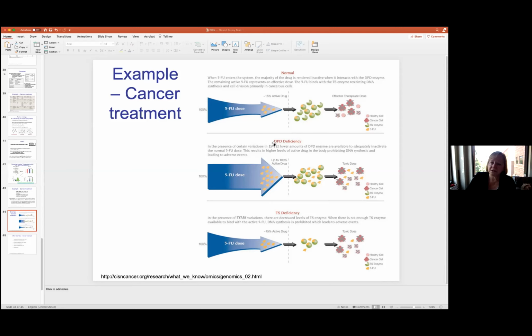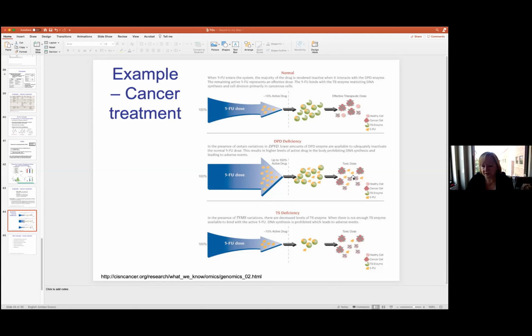If you have a DPD deficiency, and DPD is encoded by DPYD, you've got lower amounts of the enzyme available. So you've got every single enzyme site is occupied by the drug. The drug is killing all of the enzyme and therefore killing both cancer cells and healthy cells. So you're inhibiting DNA synthesis and you've got an extreme adverse event going on.